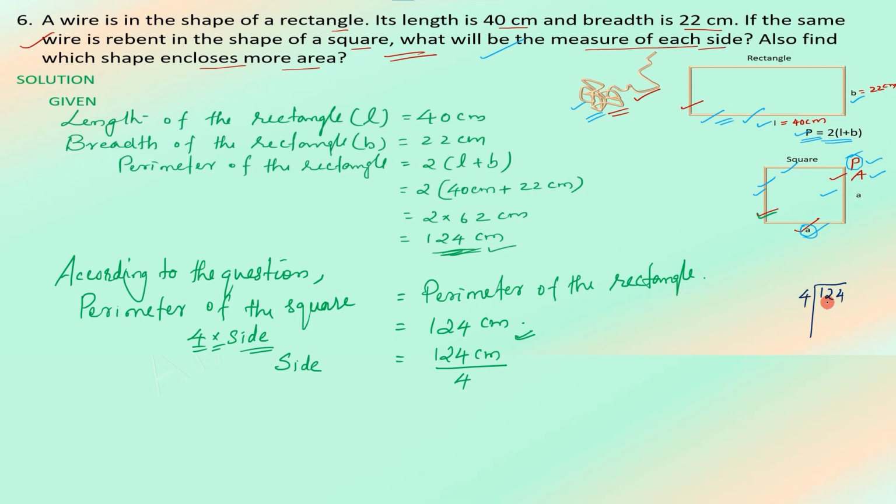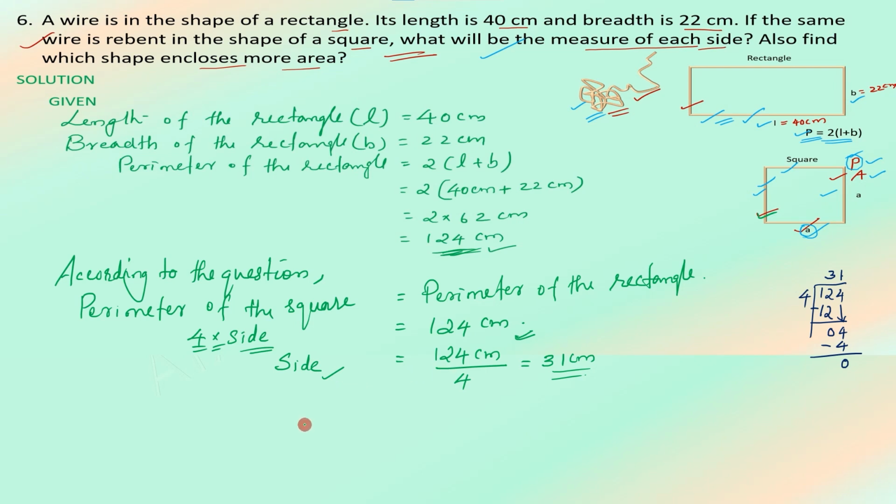Since 1 is less than 4, take 2 with 1, that is 12. In the table of 4, 4 3s are 12. So here we can write 3, 4 3s are 12. When we subtract, it will be 0 here. Now bring down 4. Now 4 ones are 4, so write 1 here. 1 into 4 equal to 4. Again subtracting, we will get 0 here. So here the answer is 31 centimeter. Here we got measure of one side of a square.